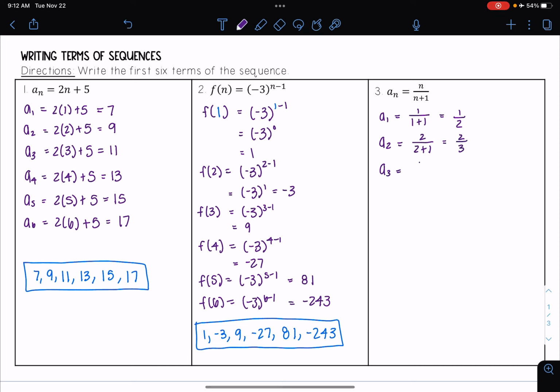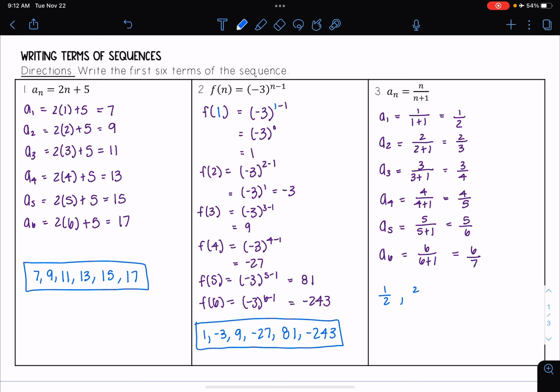A sub 3 is equal to 3 over 3 plus 1, which is equal to 3/4. A sub 4 is equal to 4 over 4 plus 1, which is equal to 4/5. A sub 5 is equal to 5 over 5 plus 1, which is equal to 5/6. And then a sub 6 is equal to 6 over 6 plus 1, which is equal to 6/7. And so that means my first 6 terms of the sequence is 1/2, 2/3, 3/4, 4/5, 5/6, and 6/7.